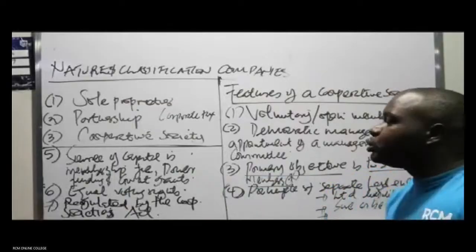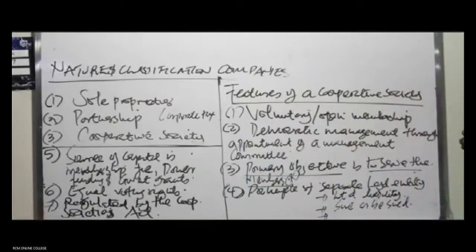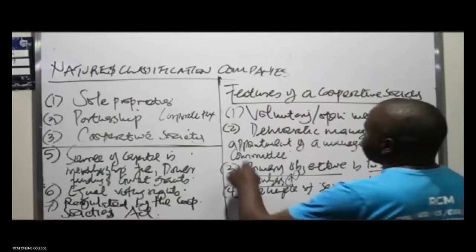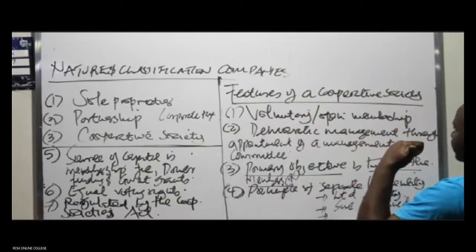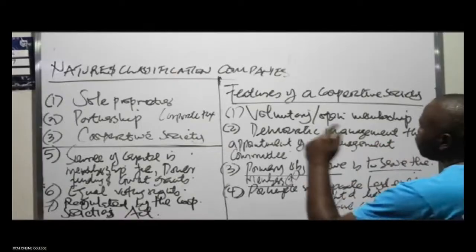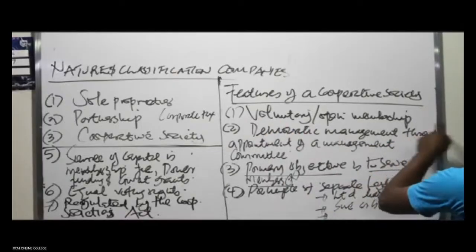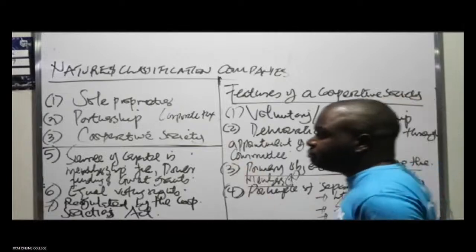So that's what we call a cooperative society. Therefore, if you look at these features we've just mentioned here, you will easily be able to identify some differences, but in this case, you compare with a company. For example, here, in fact, you're the ones who gave me these points. So, voluntary and open membership. It's just voluntary.